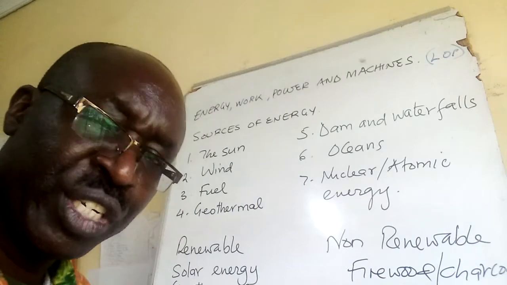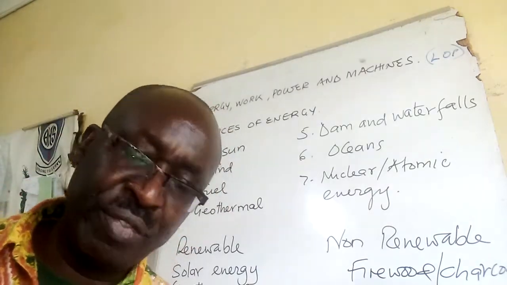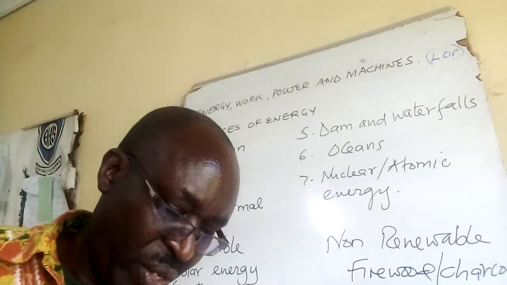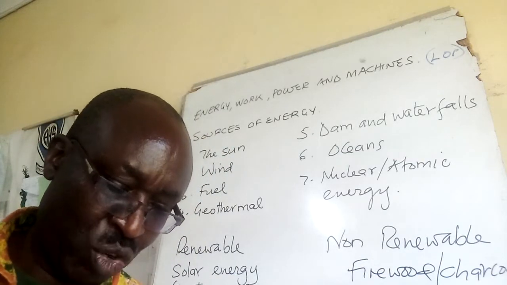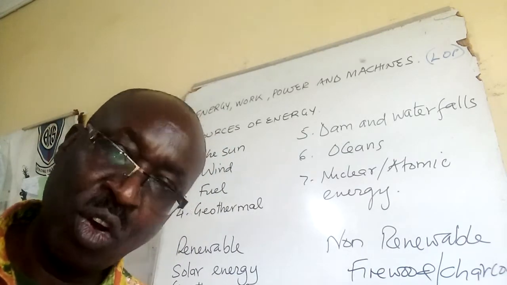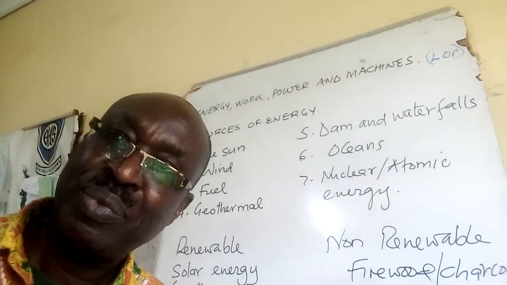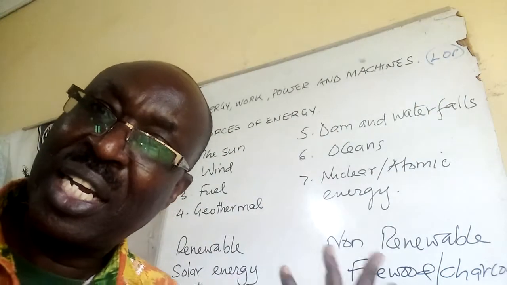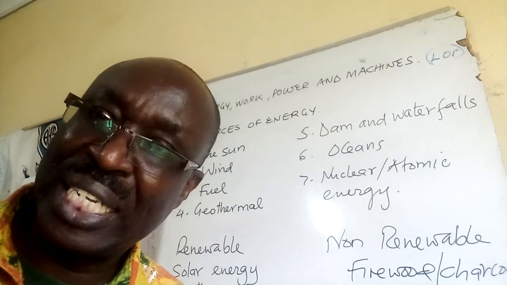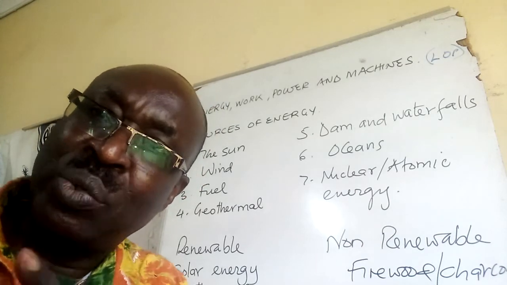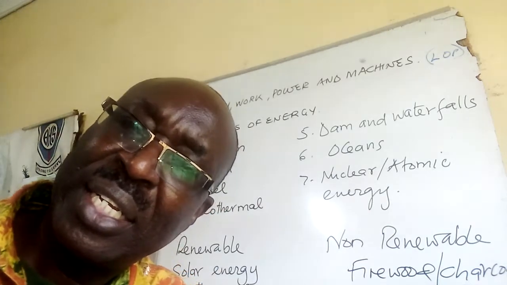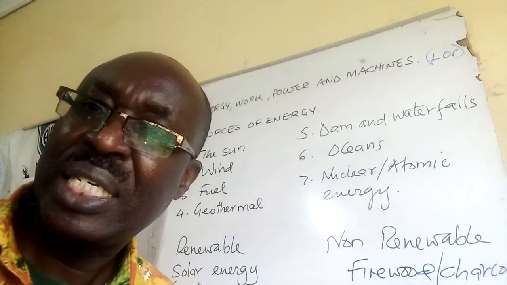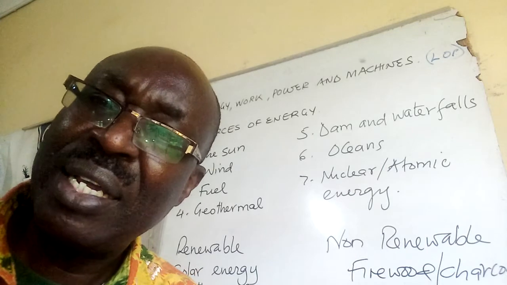That one you will do in Form 4 under radioactivity. But in a nutshell, what do we say? The unstable nucleus of an atom can split or be made to split. You will learn that there. It can split spontaneously, but we can also make it split. We can make it break.